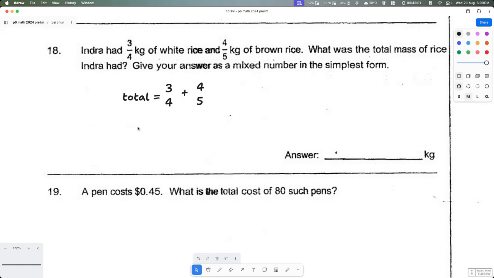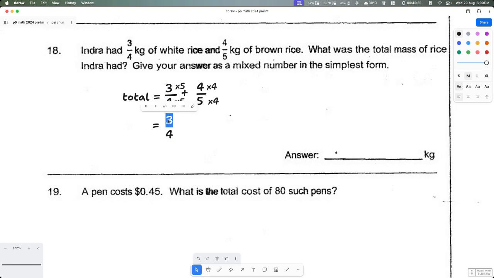So for this, what is the lowest common multiple of 4 and 5? It's just 20. So what we can do is multiply by 5 for the first fraction, top and bottom. Then we can multiply by 4 for the second fraction, top and bottom. So now this will become, let me just put a total here, 3 times 5 will be equal to 15.